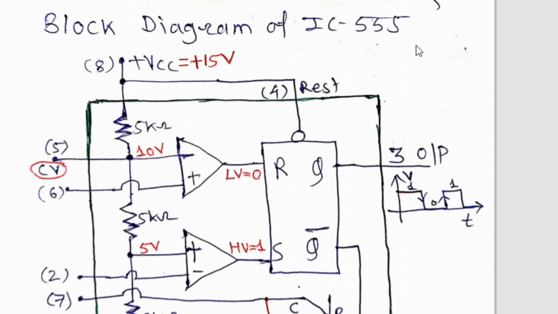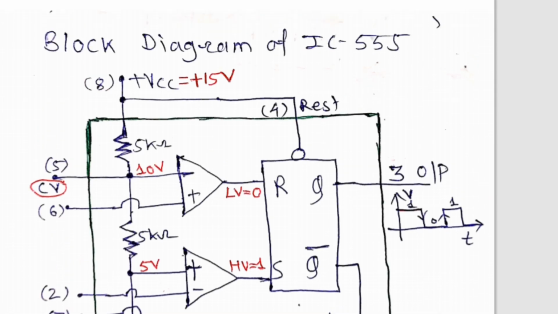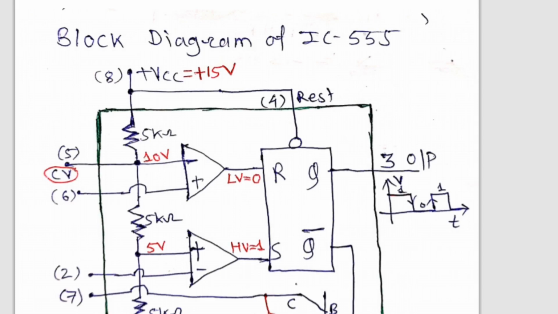As I told in the previous lecture, there are four blocks. Number one, potential divider circuit designed by three resistors, each of 5 kilo ohm. Number two, two comparators. Here you can see three resistors of 5 kilo ohm each forming the potential divider circuit. Two comparators, upper comparator and lower comparator. Then RS flip-flop, and then transistor. So it is very simple to understand the four blocks which we have already studied.